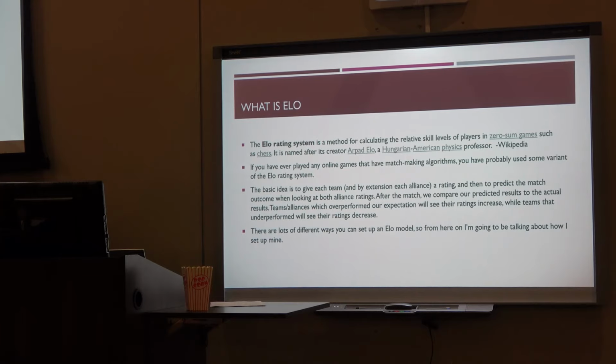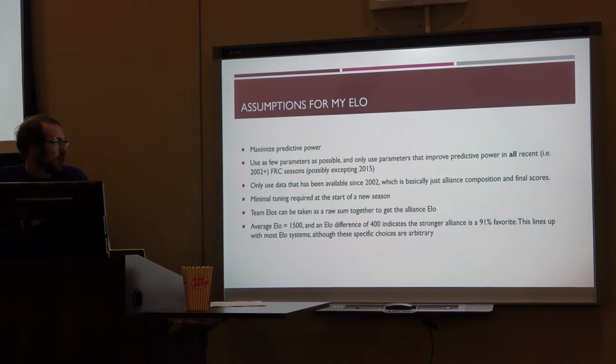And if those line up pretty well, you don't change the ratings much. But if some team does way better than your expectation, you increase their rating. And if they do way worse than their expectation, you see their rating decrease. Okay? There's a whole bunch of different ways you can set up ELO systems. So here I'm just going to be talking about the one that I've set up and that I use.